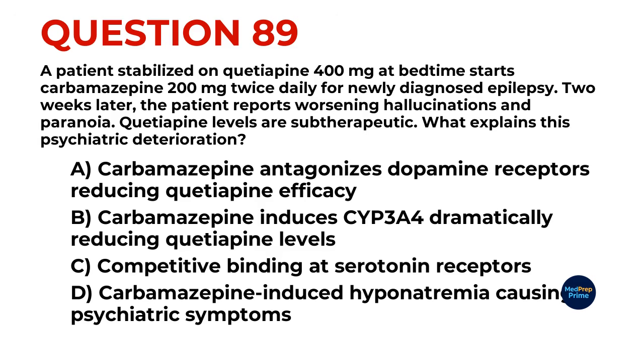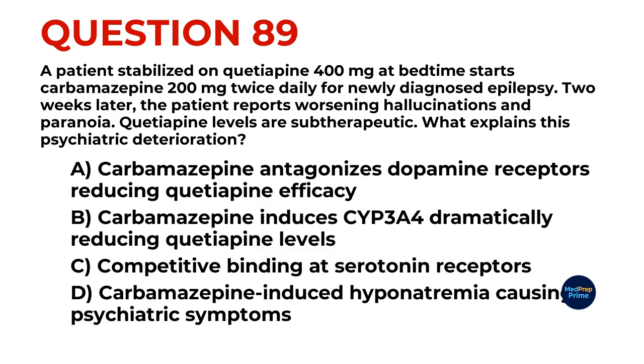A patient stabilized on quetiapine 400 mg at bedtime starts carbamazepine 200 mg twice daily for newly diagnosed epilepsy. 2 weeks later, the patient reports worsening hallucinations and paranoia. Quetiapine levels are subtherapeutic. What explains this psychiatric deterioration?